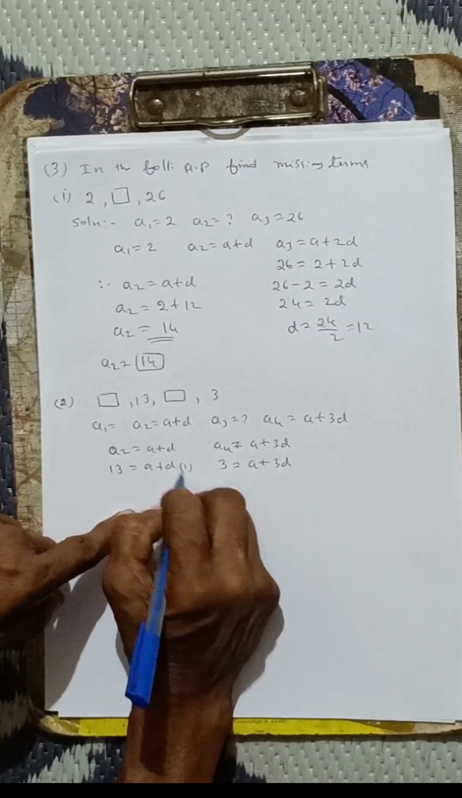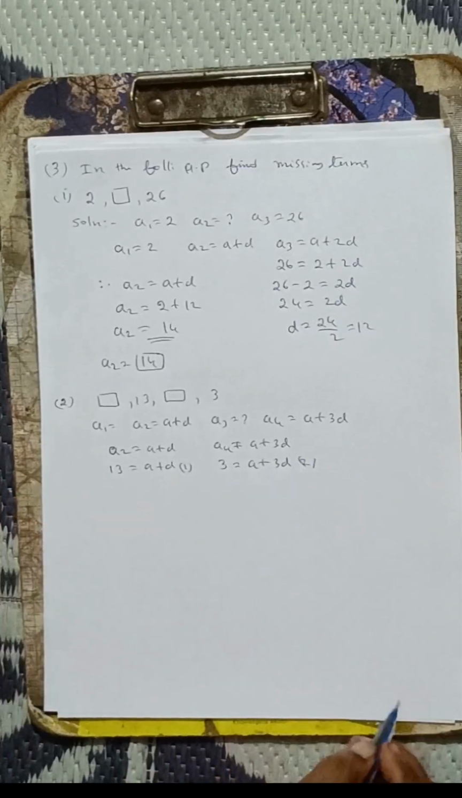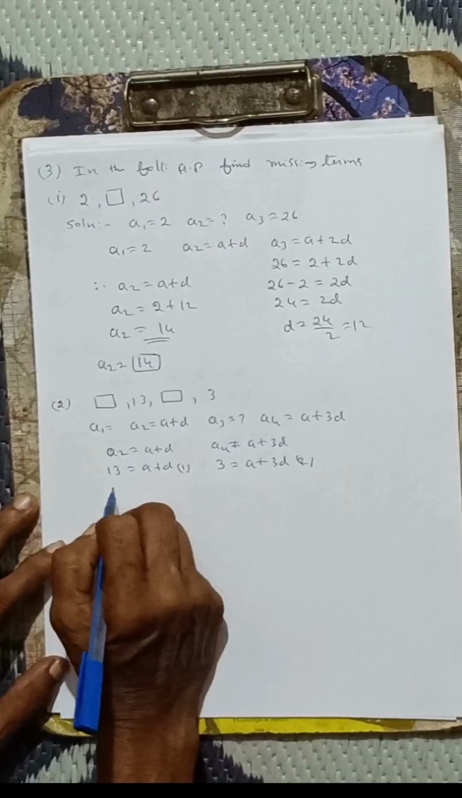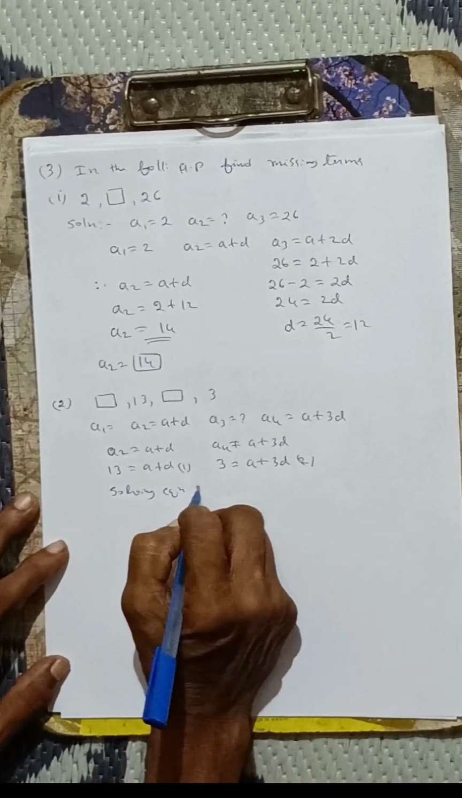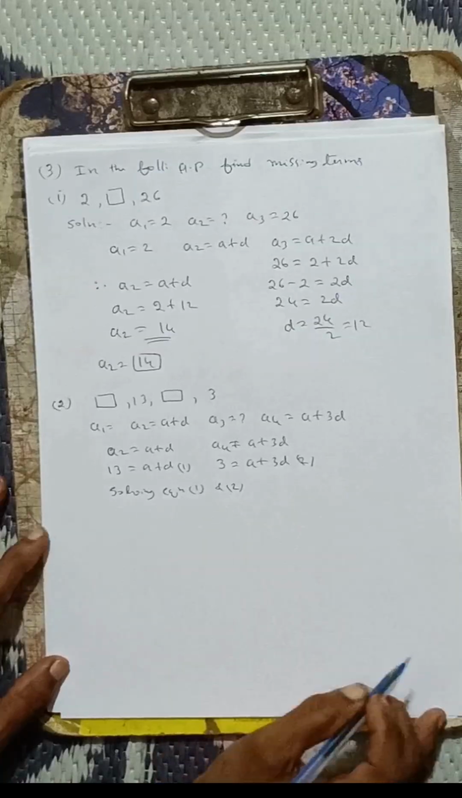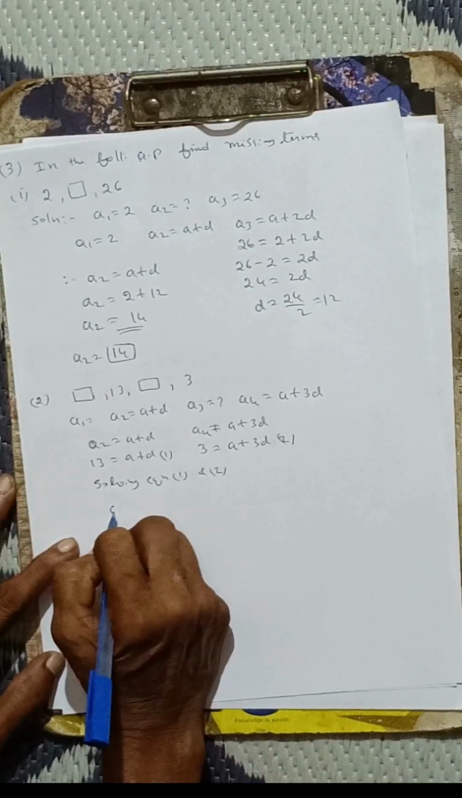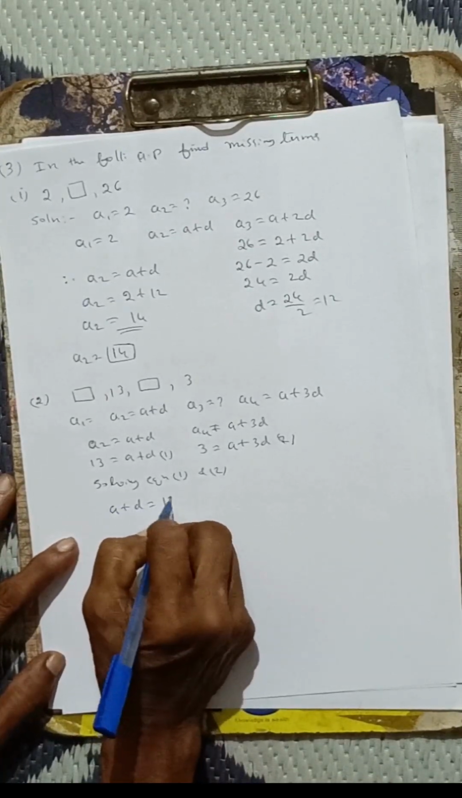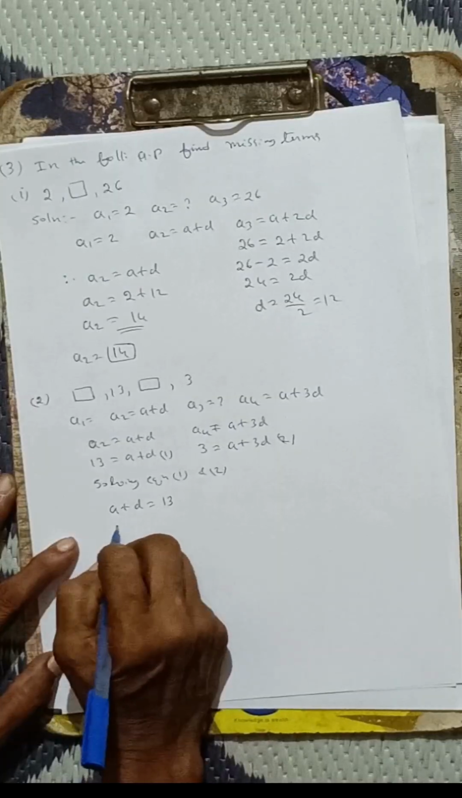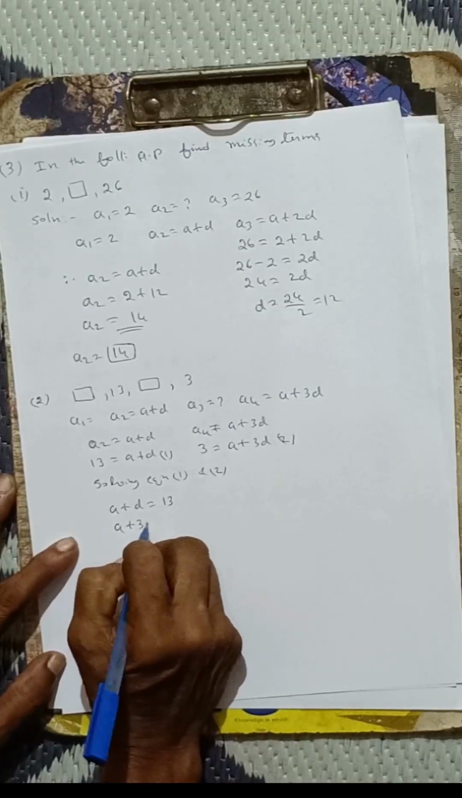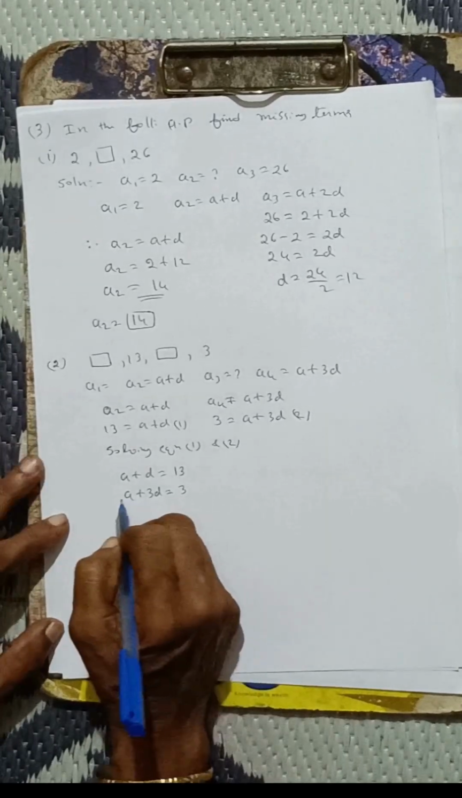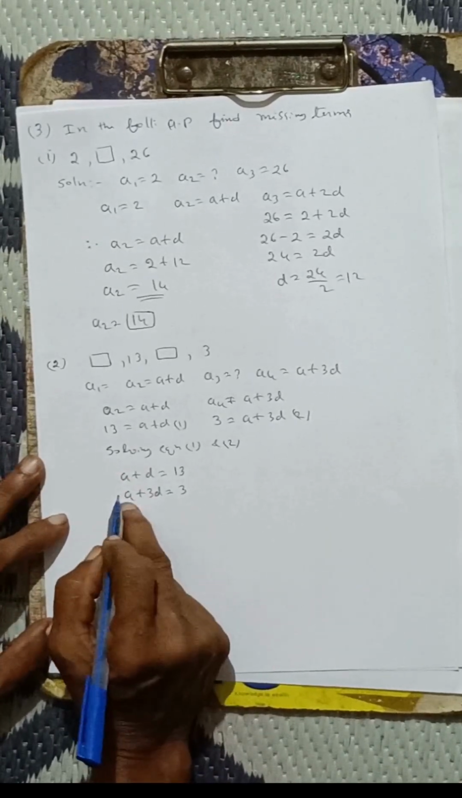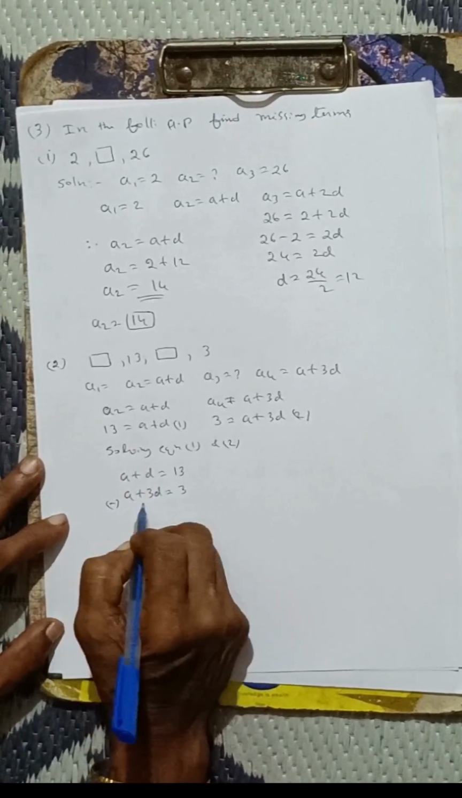So this is the first equation, and this is the second equation. Solving equations 1 and 2: the first equation is a plus d equal to 13 and the second is a plus 3d equal to 3. So the a value is the same, 1a, 1a. So you have to subtract the equations.